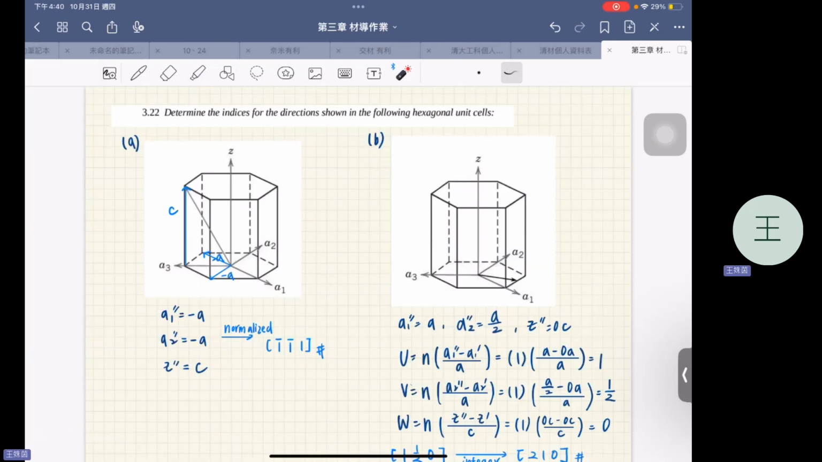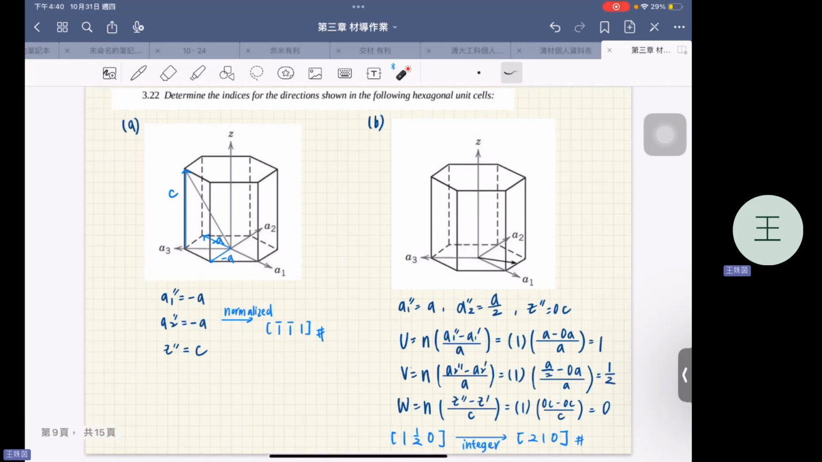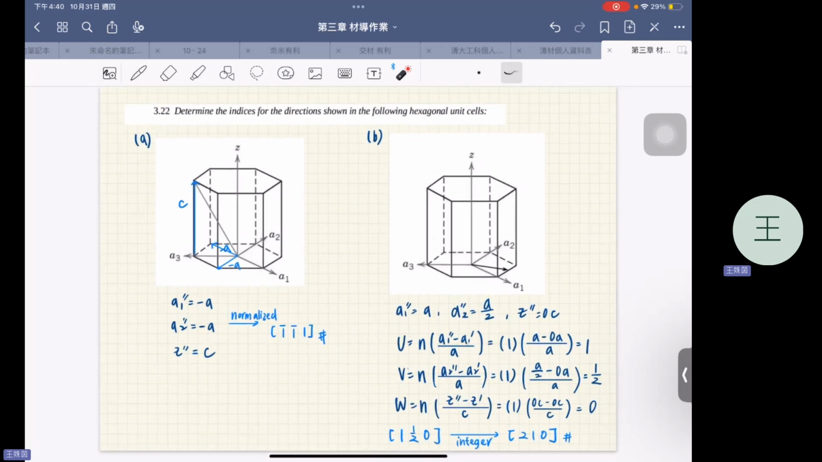Okay, for question 3.22, we also want to find the index of the direction inside a hexagonal unit cell. For hexagonal, it will be a little complicated, so I'll use 2 ways to explain both an easier way and a more complex way. For the easier way, we know the direction is here, so in the plane there's a direction like this, added to a direction like that, and then we know for a1 and a2, it will both be minus a to get this direction.